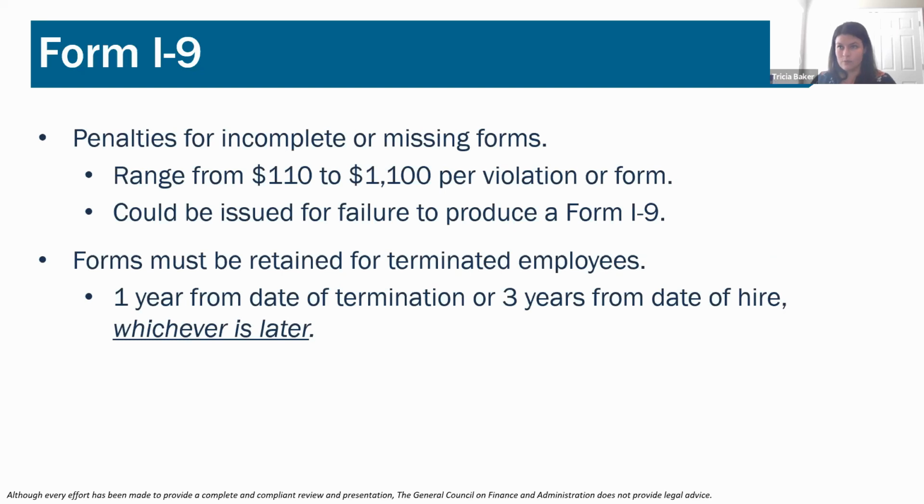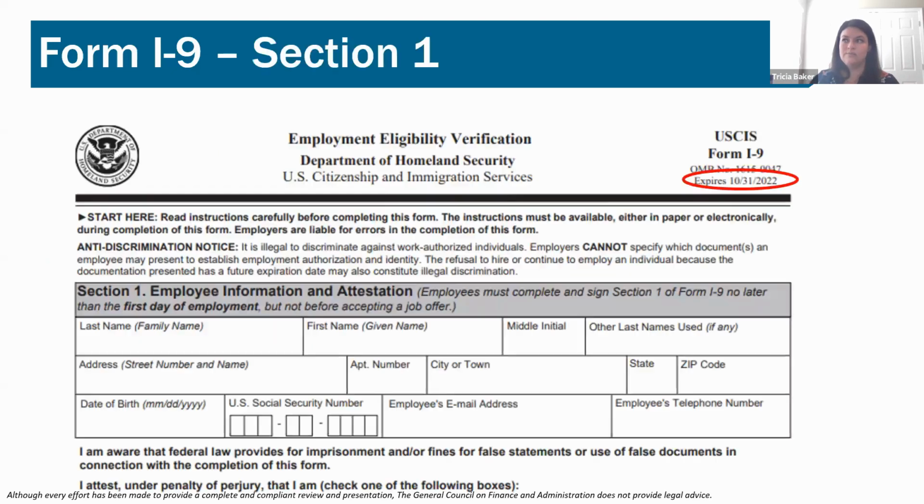You have to keep that form either 1 year after the employee's date of termination or 3 years from date of hire, whichever is later. So if someone works for you for 4 years and they leave, then you would have to keep the form for 1 year after their date of termination. If someone works for you for 6 months, you have to keep that form for 3 years from their date of hire, and you have to keep it in a file. And again, you have to produce it for an audit. So just some things to consider in terms of how you keep that form.